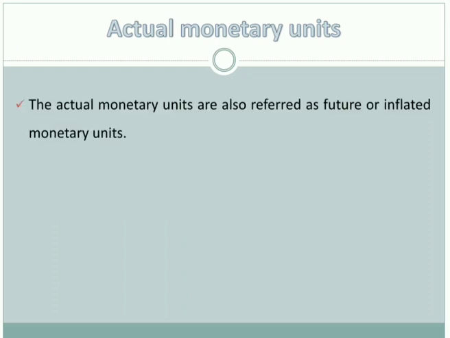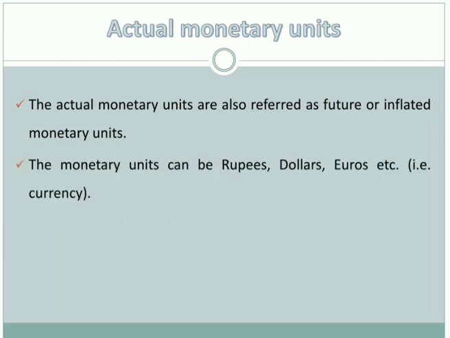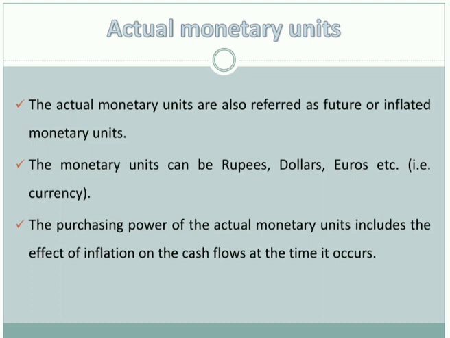Actual monetary units. The actual monetary units are also referred to as future or inflated monetary units. The monetary units can be rupees, dollars, euros, etc. That is the currency. The purchasing power of the actual monetary units includes the effect of inflation on the cash flow at the time it occurs.